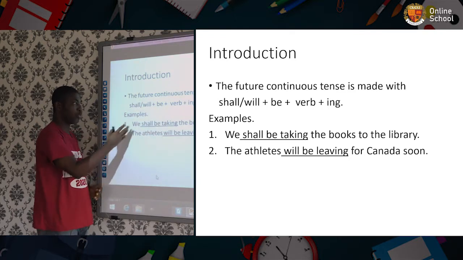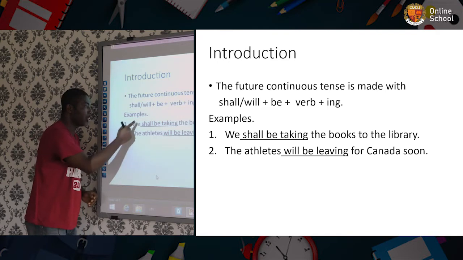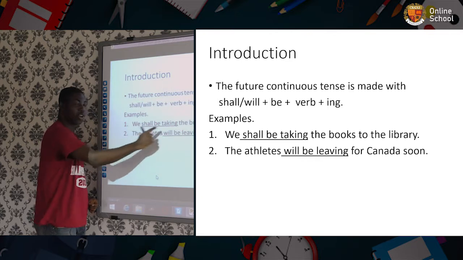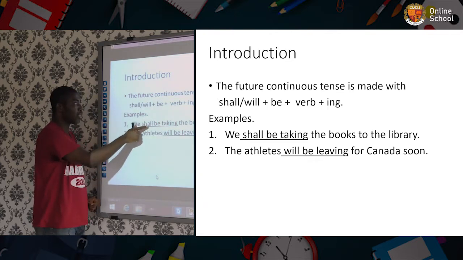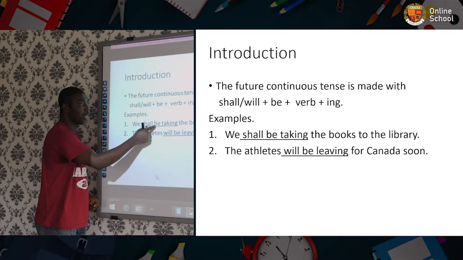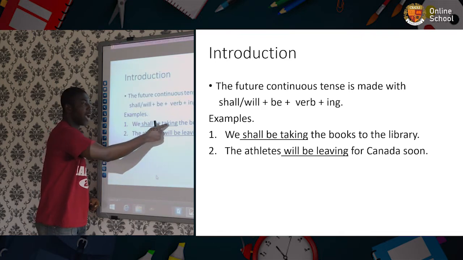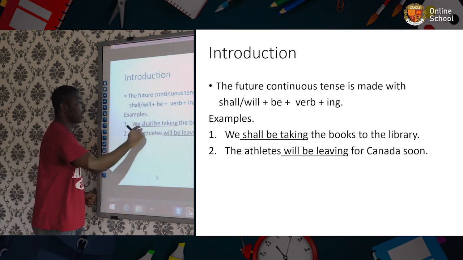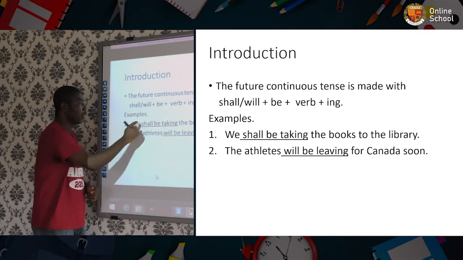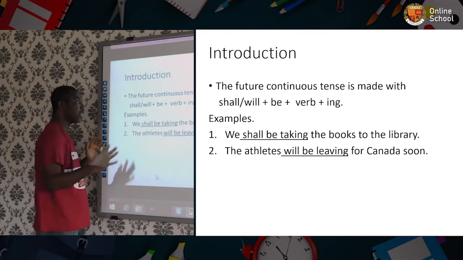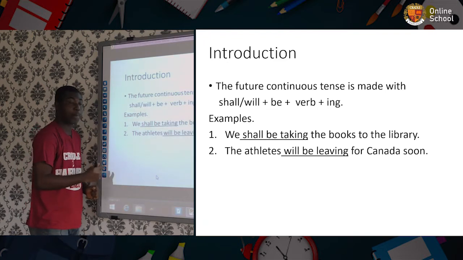Now, these are examples of what we are talking about. We shall be taking the books to the library. You can see shall be taking is underlined. That is the pointer to the future continuous tense. We shall be taking the books to the library. Shall plus be. Take is the verb. Ing makes it a continuous tense. This shall is the future, while taking is the continuous form, while be joins them together to make it meaningful.